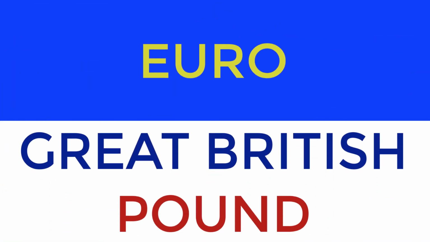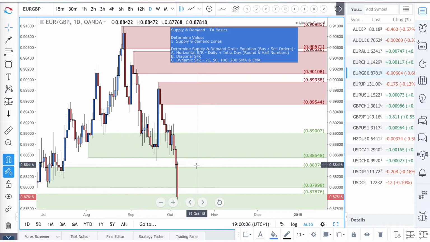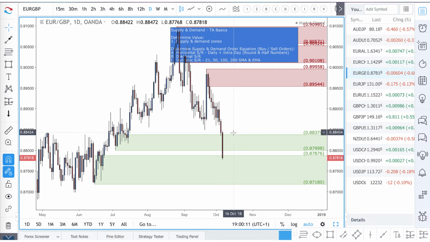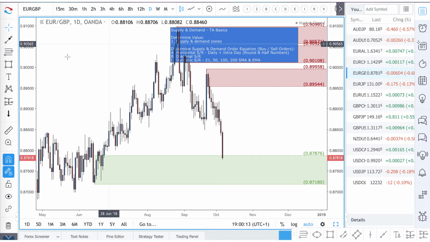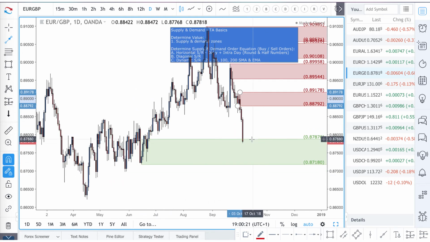Euro pound. So with the euro pound, the euro has got weaker or the pound has strengthened. It has come through these two demand zones, so we can take that off. And we have created a supply zone. So if we do see a turnaround this week and you do want to continue getting short, you're waiting for a pullback into that supply zone right here.